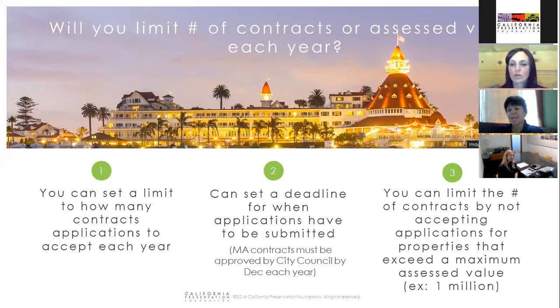Can you set a deadline for when to receive your applications? By all means. In Monrovia, we would not accept any applications after the end of June. The reason being is because of limited staff and staff time. We wanted to make sure that we could process the application through our Historic Preservation Commission and then through our City Council before the end of the year.